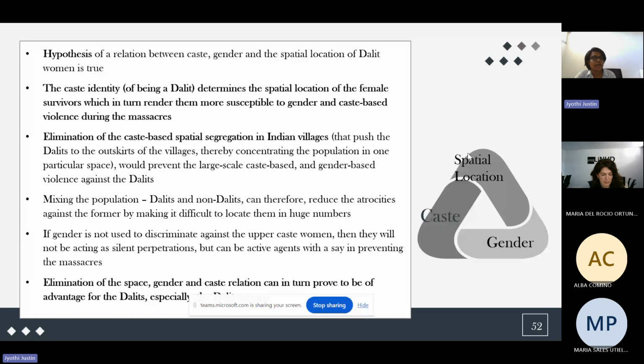So we found that the caste identity actually determines the spatial location of Dalits or female survivors, which in turn renders them more susceptible to gender and caste-based violence. And this elimination of caste-based spatial segregation in Indian villages, through mixing the population, especially the Dalits and non-Dalits, will make it difficult to locate Dalits in huge numbers in a particular space and to commit violence against them.